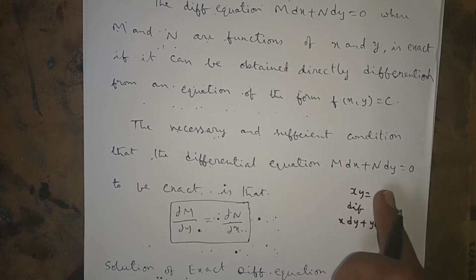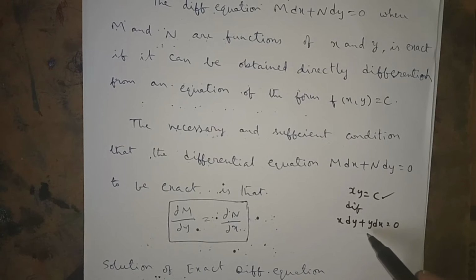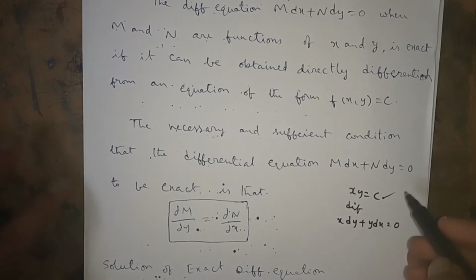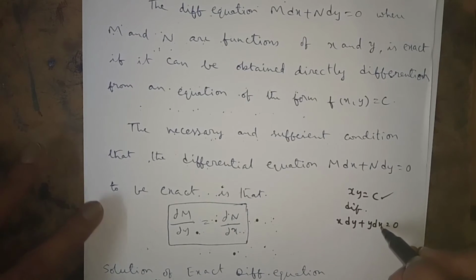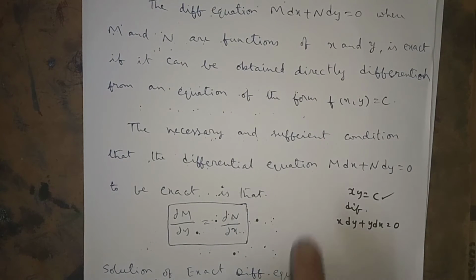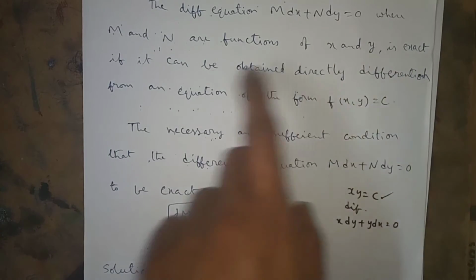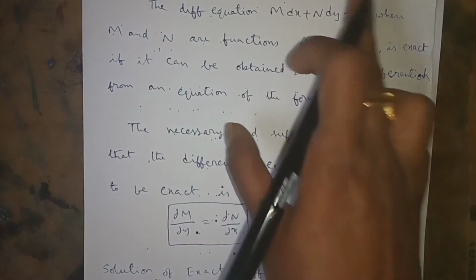That means from xy is equal to c, we obtained x dy plus y dx directly by differentiating. If you differentiate xy is equal to c with respect to x, you get x dy plus y dx. Now from this equation, if after differentiating directly you get such a type of equation, then we say that this equation is exact.